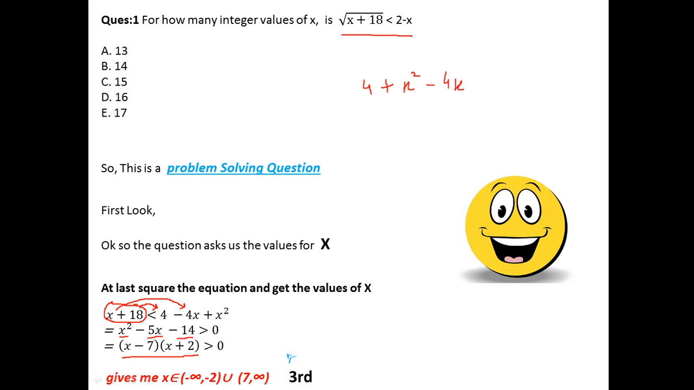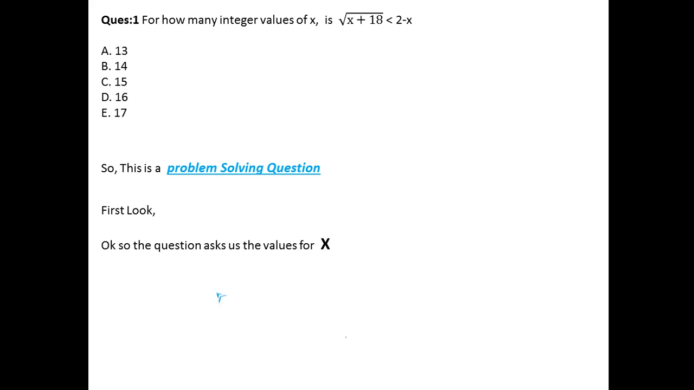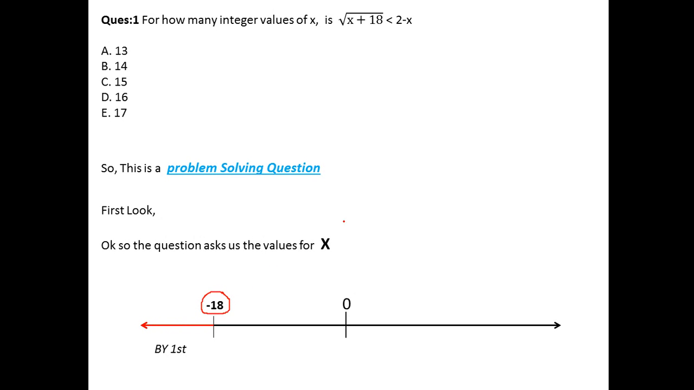Now I will use the first, second and third conditions to get all the values of x. Let us move further. See, the first condition gives me that x is always greater than or equal to minus 18. So the region below this cannot be the answer for x, right? But be careful. I need to include this minus 18 because I had x is greater than or equal to minus 18. Equality holds true for this case.